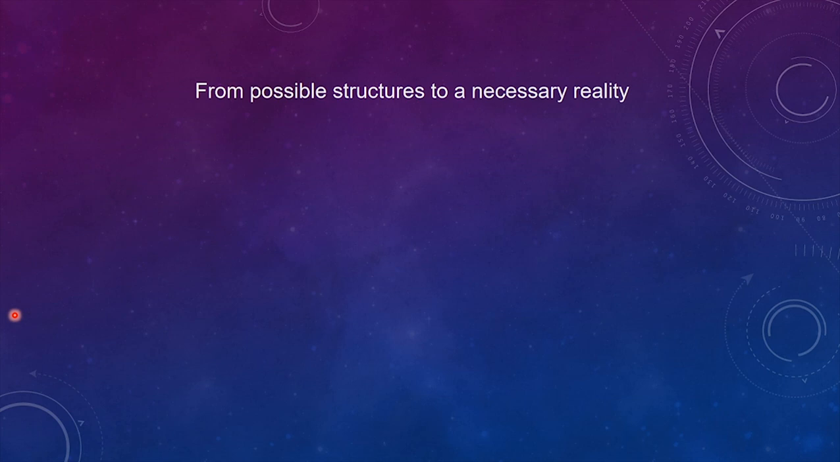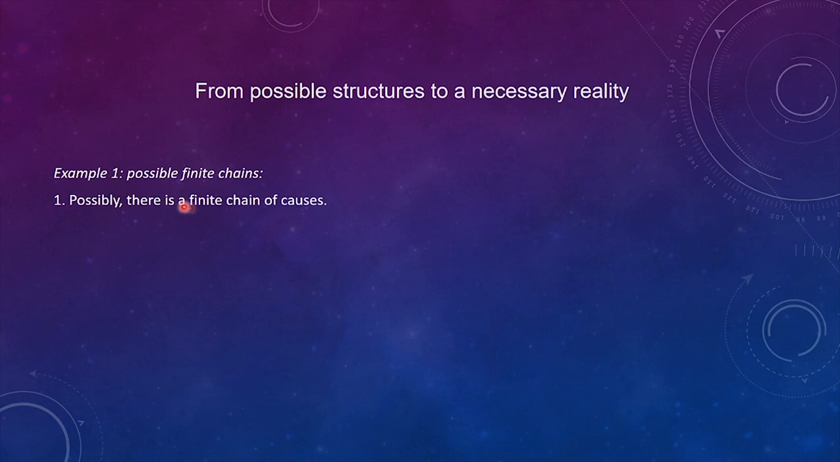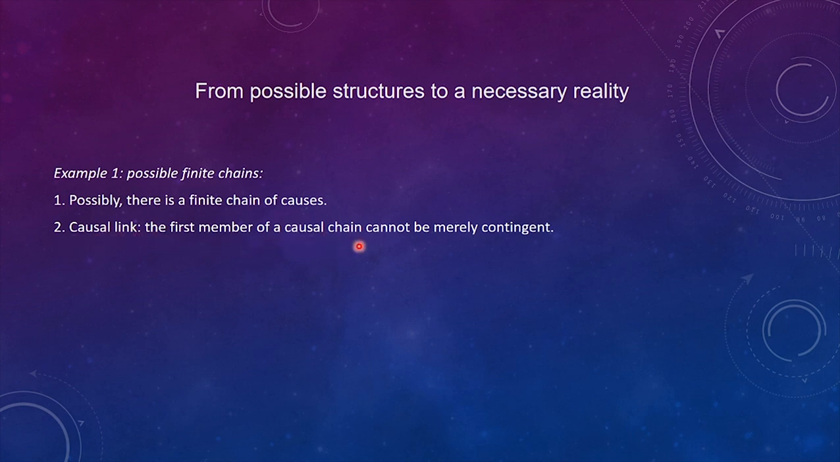This part of the argument goes from the possible structures to a necessary reality. So how does this work? Well, let's go through the three examples. Example 1, possible finite chains. Here's the argument. Premise 1: possibly there is a finite chain of causes. Premise 2, which is the causal link premise: the first member of a causal chain cannot be merely contingent. If that's right, and if it's possible for there to be a finite chain of causes, then it follows that it's possible for there to be a first cause that's not contingent, but that is instead a necessary thing.